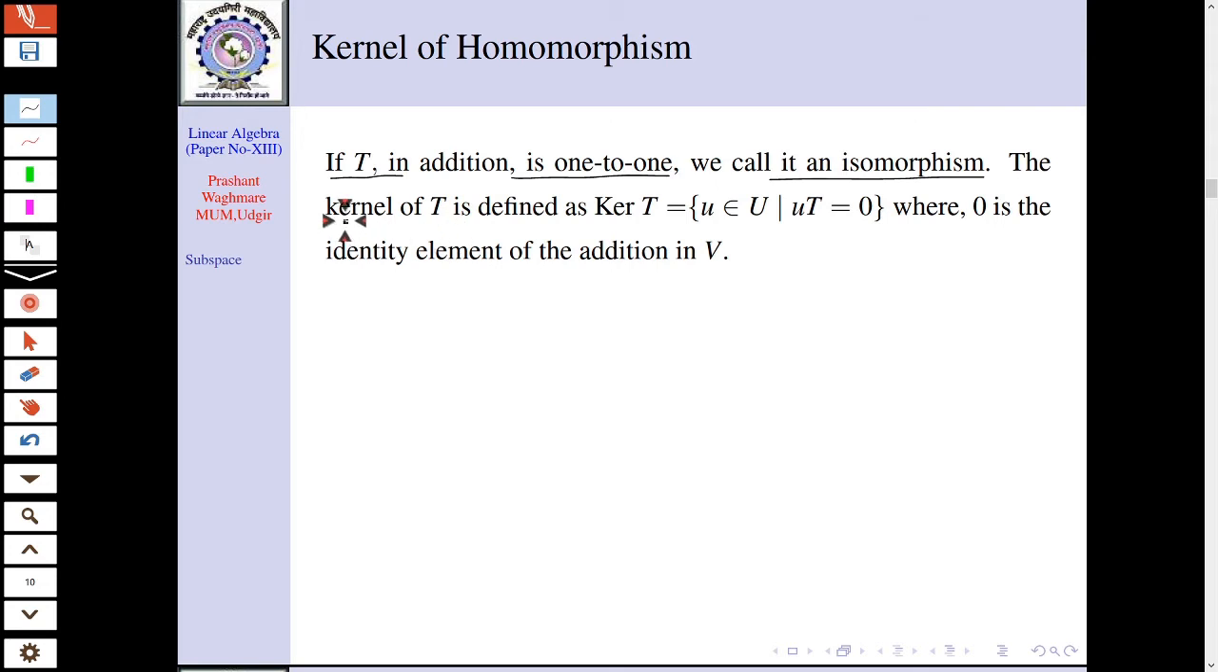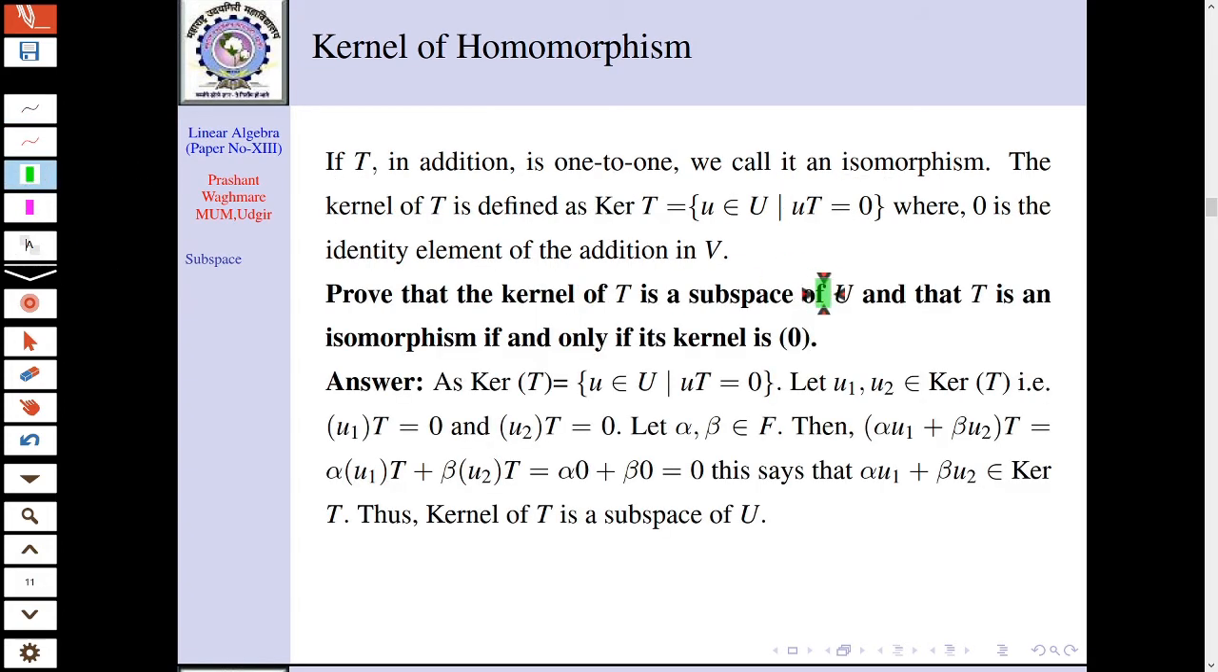Now the next definition is the kernel of T. Here T is a homomorphism, then the kernel of T is what? The set of all elements in the domain. That means T is a mapping from U to V, then the kernel of T is the set of all elements in U which go to 0 under the mapping T. See here, T of u equal to 0. So this is the kernel of a homomorphism, and we denote it by ker T, right?